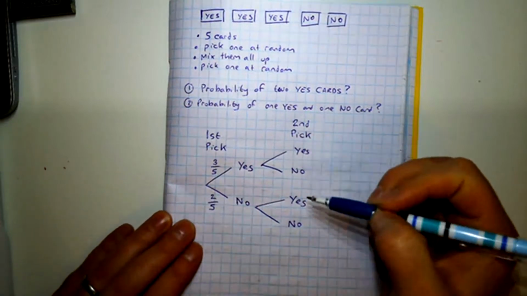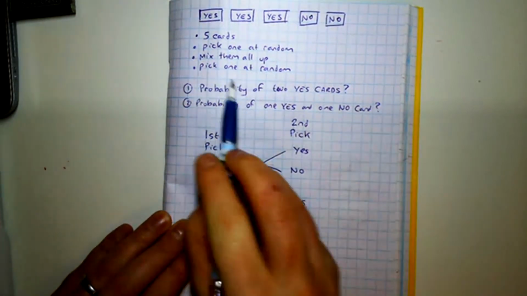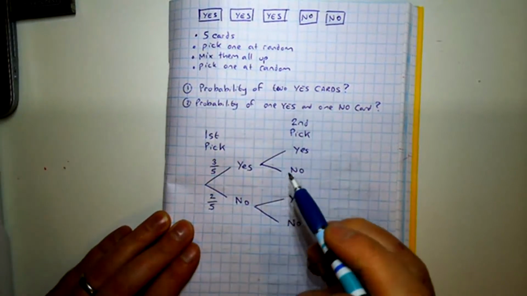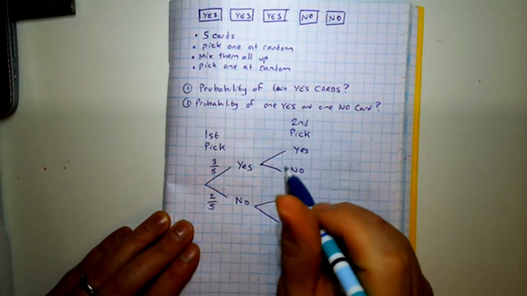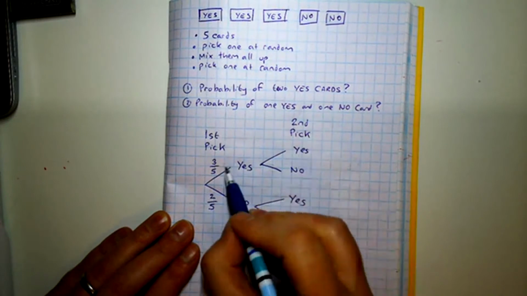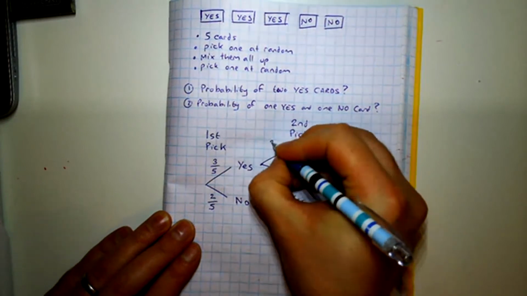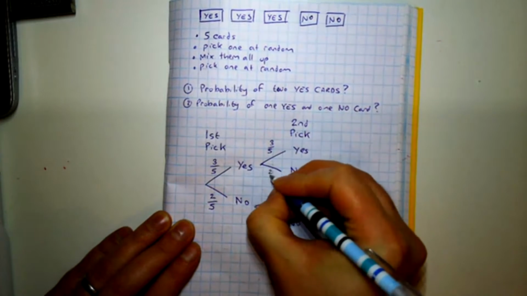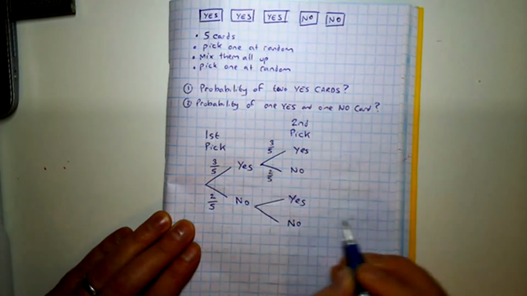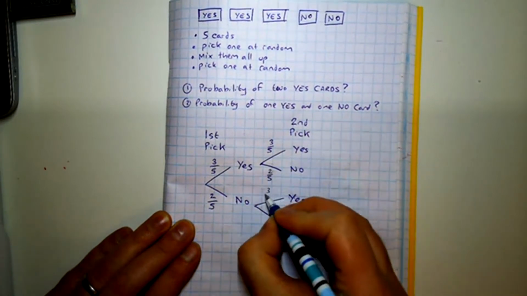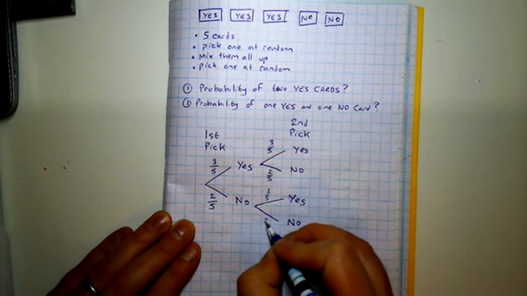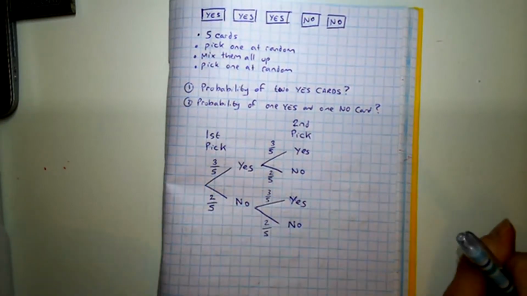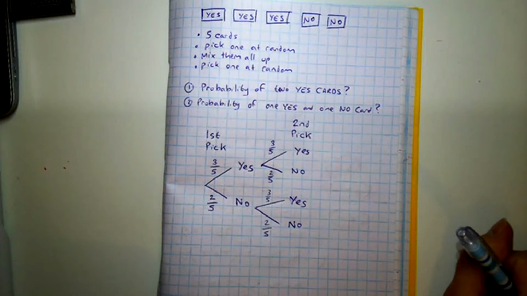So let's work out the probabilities again. Well, because I replace the cards and I mix them back up, the probabilities are going to be the same, which means that it's still going to be 3/5 for yes, and it's still going to be 2/5 for no. And that there is a completed tree diagram.